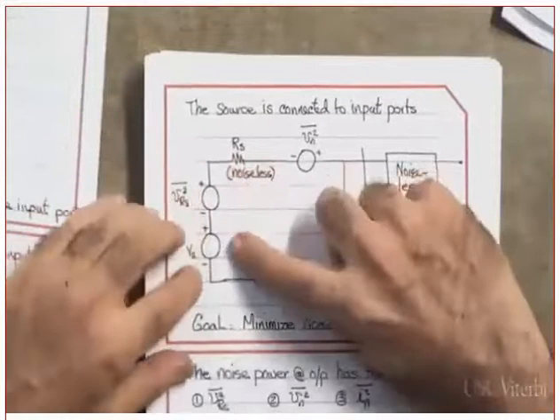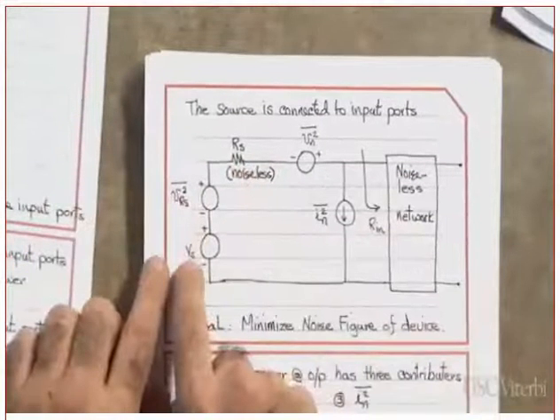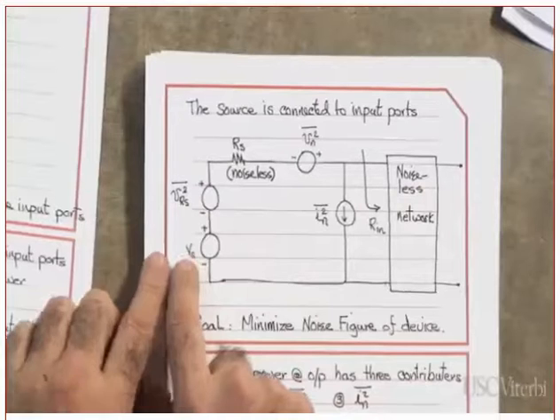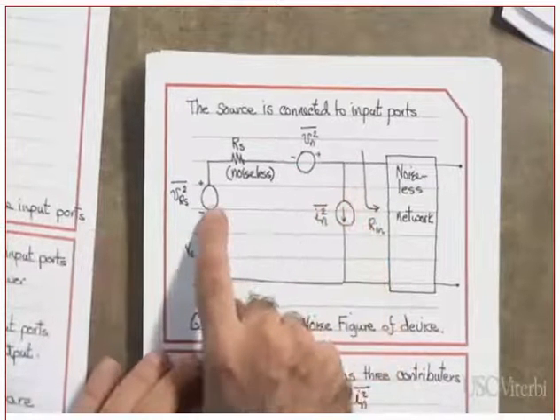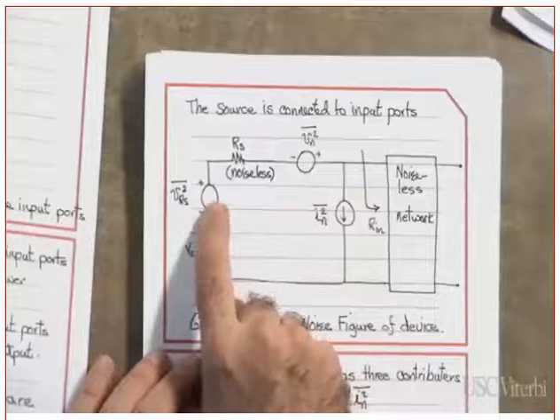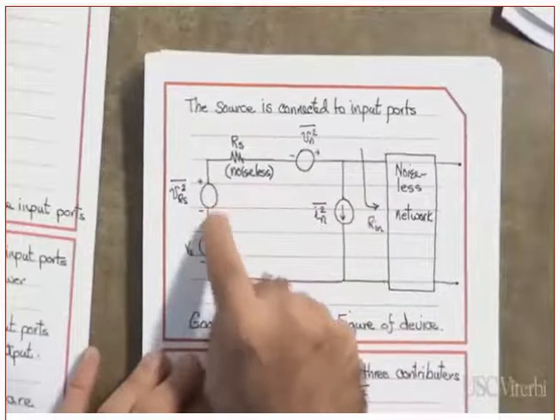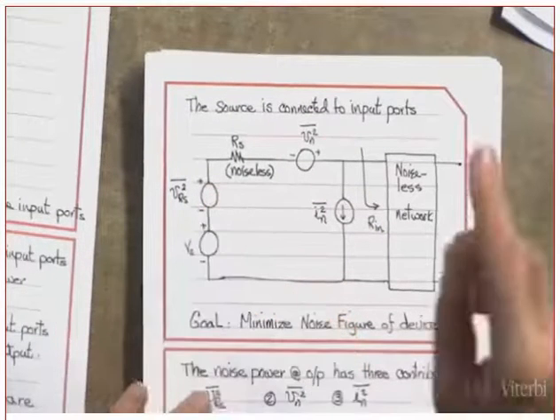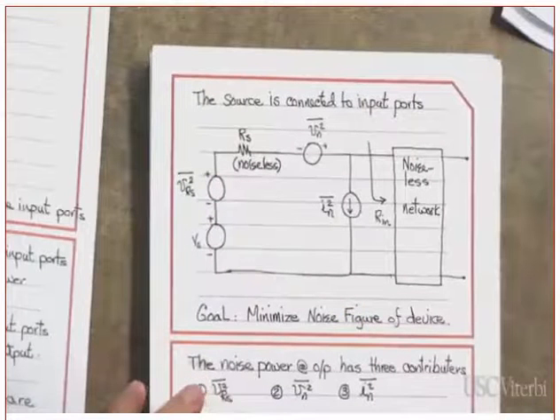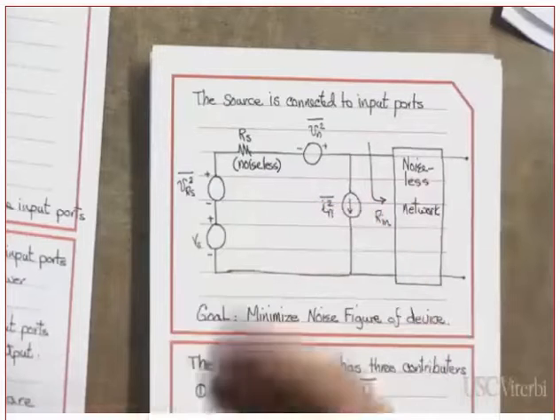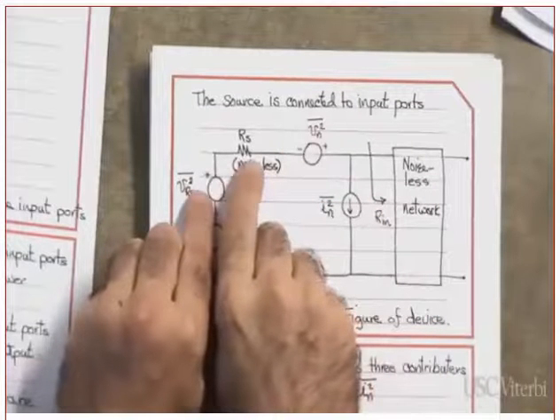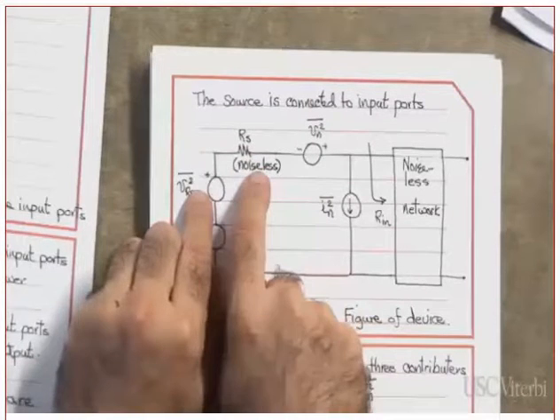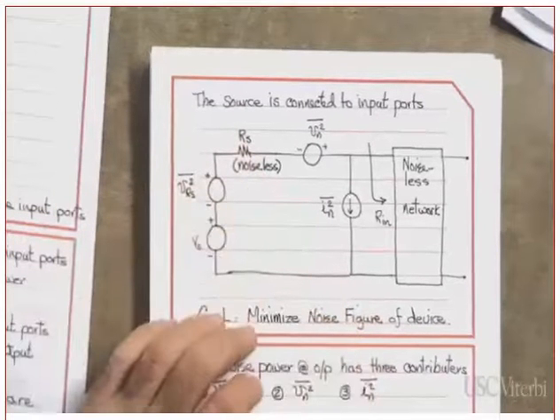This, by the way, this is the source. I care about this one. I don't care about this one. Why? Because this is the signal source. I'm dealing right now with the noise. What is this? This is the noise power generated by the source resistor, by the generator resistor. And it is in series with what? RS. And RS is what? Noiseless, because you already took it into account.